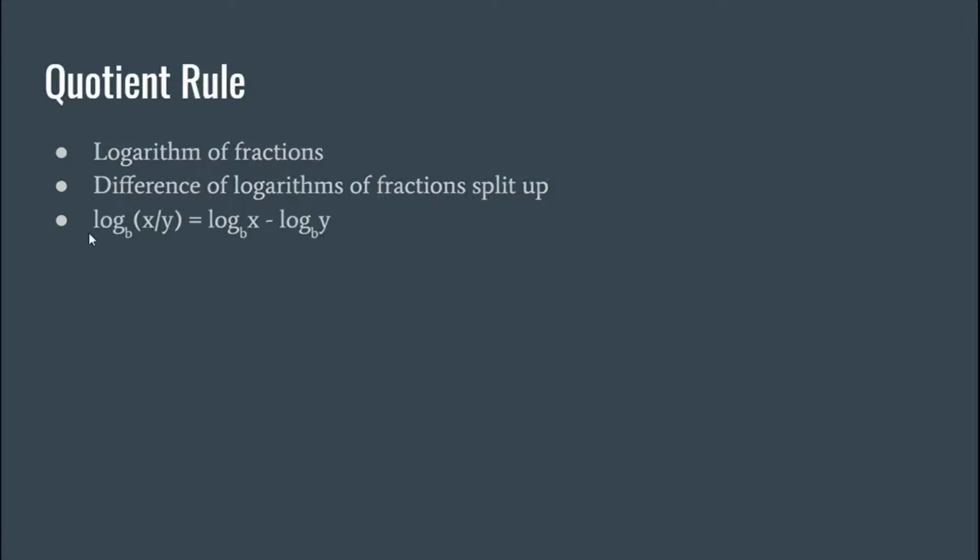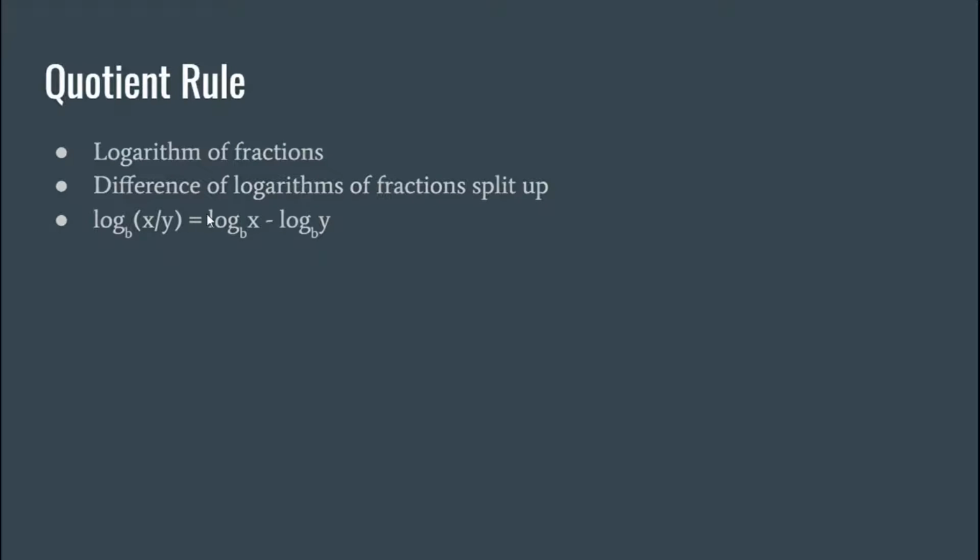So this is an example here. So I got a log base b of x over y. And basically anything that's on the bottom of the fraction is going to be subtracted. So it'll be the top minus whatever's on the bottom. So it'll expand to look like this. So x is on top, y was on the bottom, so y gets the minus.